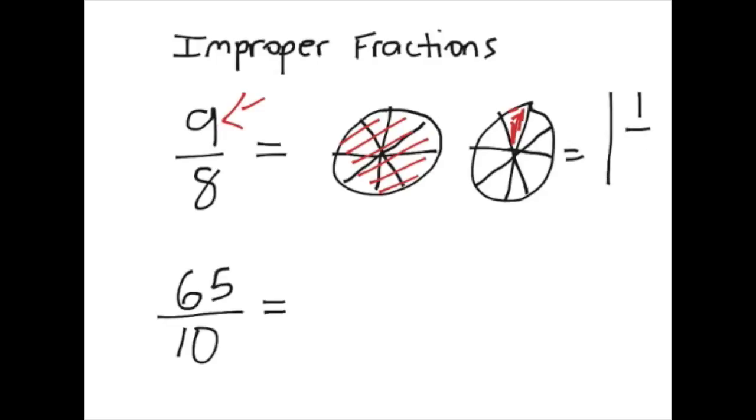So we have 1 whole plus 1 more. So we have 1 and 1/8. So we've successfully converted from an improper fraction to a mixed number visually.